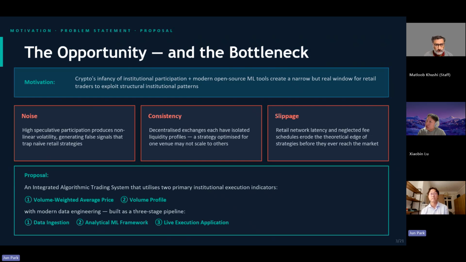However, decentralization introduces three distinct technical barriers that prevent retail traders from realizing this opportunity. First is signal noise, where intense speculation produces nonlinear volatility that overwhelms simple strategies. Second is consistency, as formatting and liquidity differences across isolated exchanges' order books can invalidate cross-venue backtests. And third is execution slippage, where ignoring network latency and tiered fee schedules destroys theoretical returns.